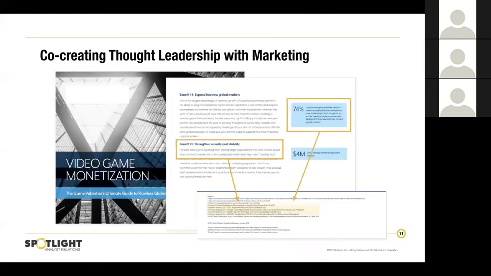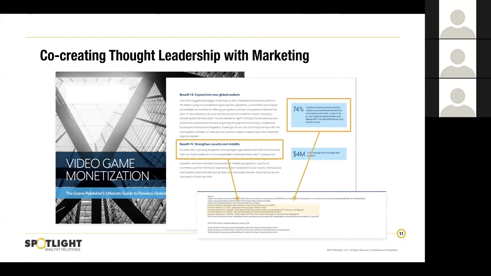So let's look at that last bullet we just talked about, right? We have a client that wanted to create headway in the video game industry. They wanted to author a thought leadership piece about how important a commerce solution was to the process of monetizing video games.